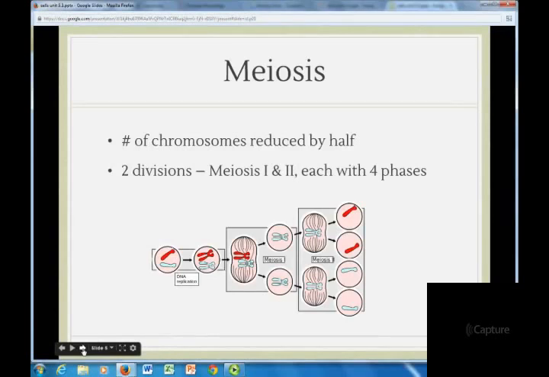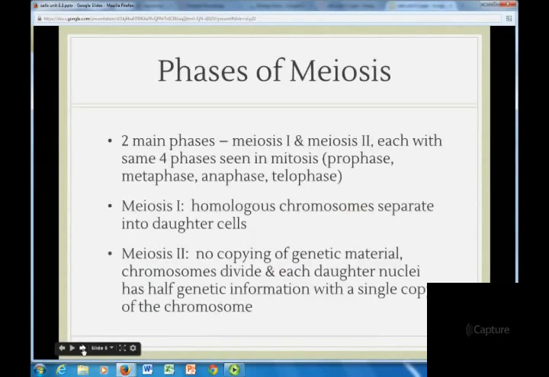So during meiosis, the number of chromosomes is reduced by half. There are 2 divisions that go on, meiosis 1 and meiosis 2. Each has 4 phases. During the 2 main phases, meiosis 1 and meiosis 2, each are going to have the same 4 phases you see in mitosis: the prophase, metaphase, anaphase, and telophase.